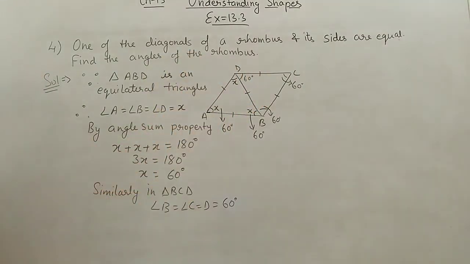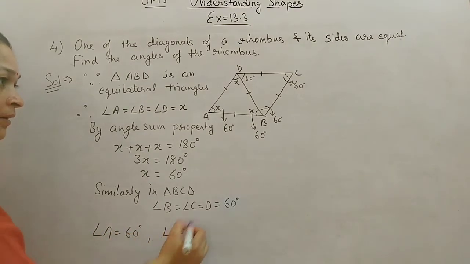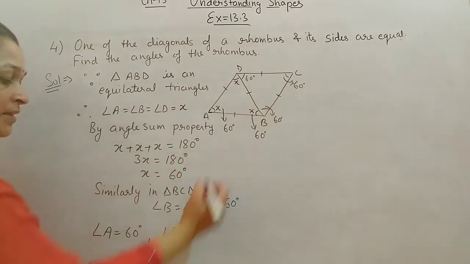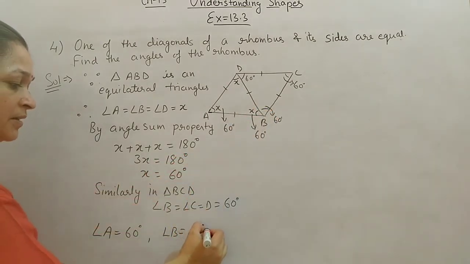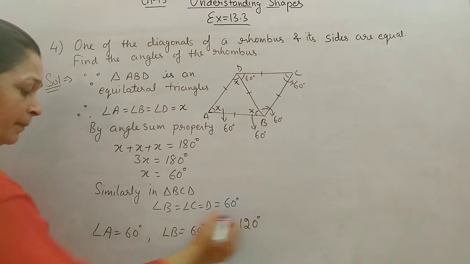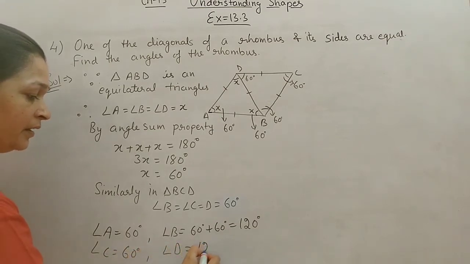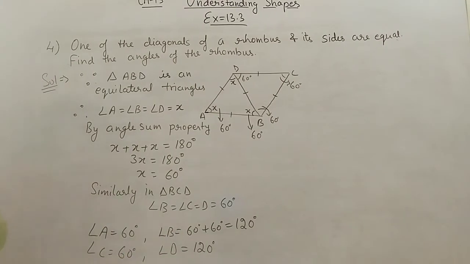Now we have to find out all the four angles of this rhombus. So how much is angle A? Is equal to 60 degree. Angle B, here to here it is 60 and 60 here. So 60 plus 60 means 120 degree. Angle B is 120 degree. Angle C is equal to 60 degree and angle D is equal to again 120 degree.